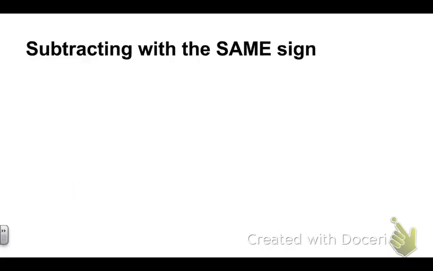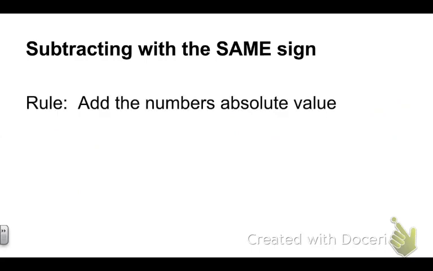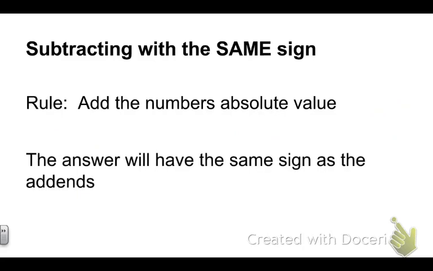Now, subtracting with the same sign. So your rule is to add the numbers' absolute value. This is the same rule as with adding. When you have the same sign, great, all is well, add. And then the answer will have the same sign as the addends. And again, those are just the two numbers you're adding.